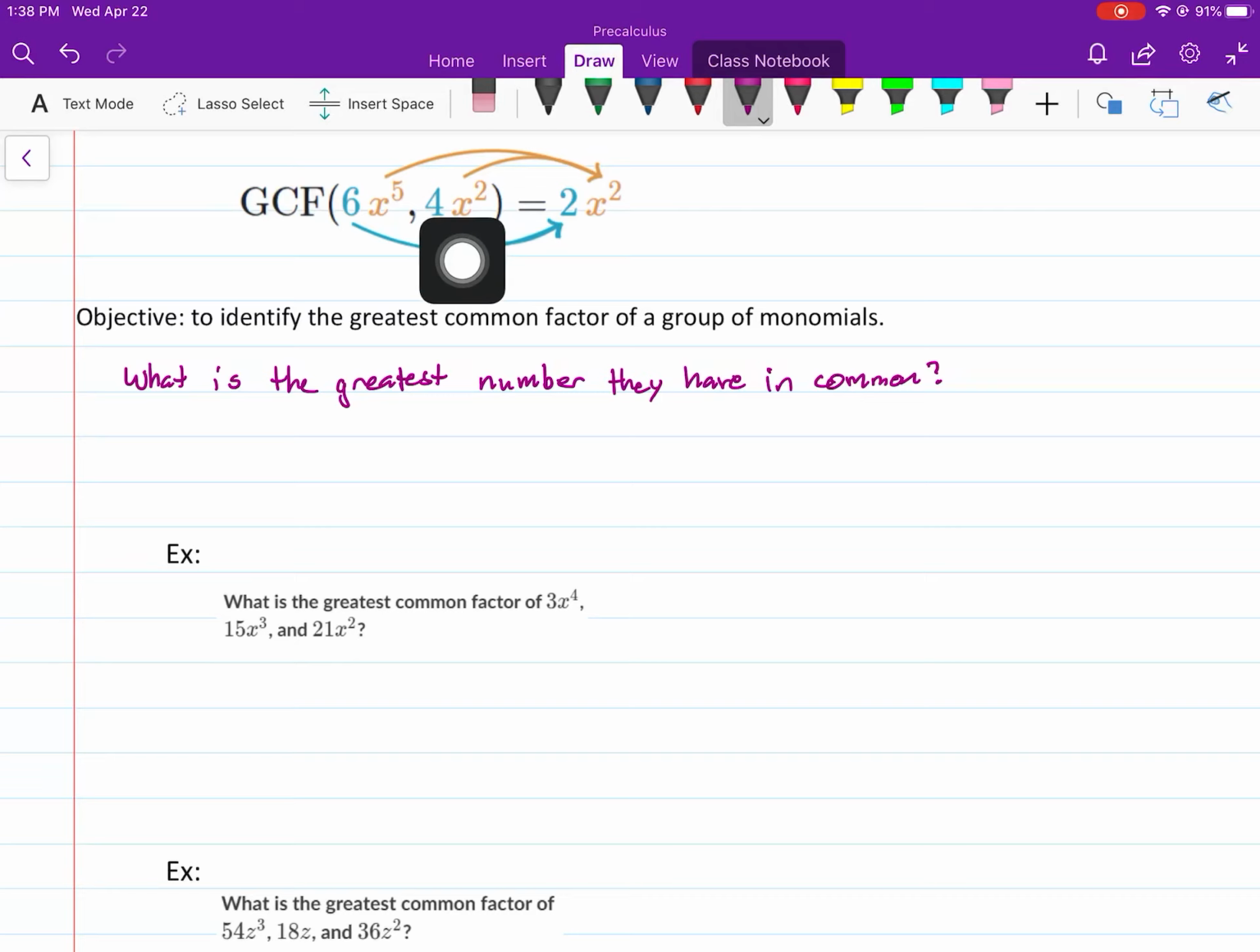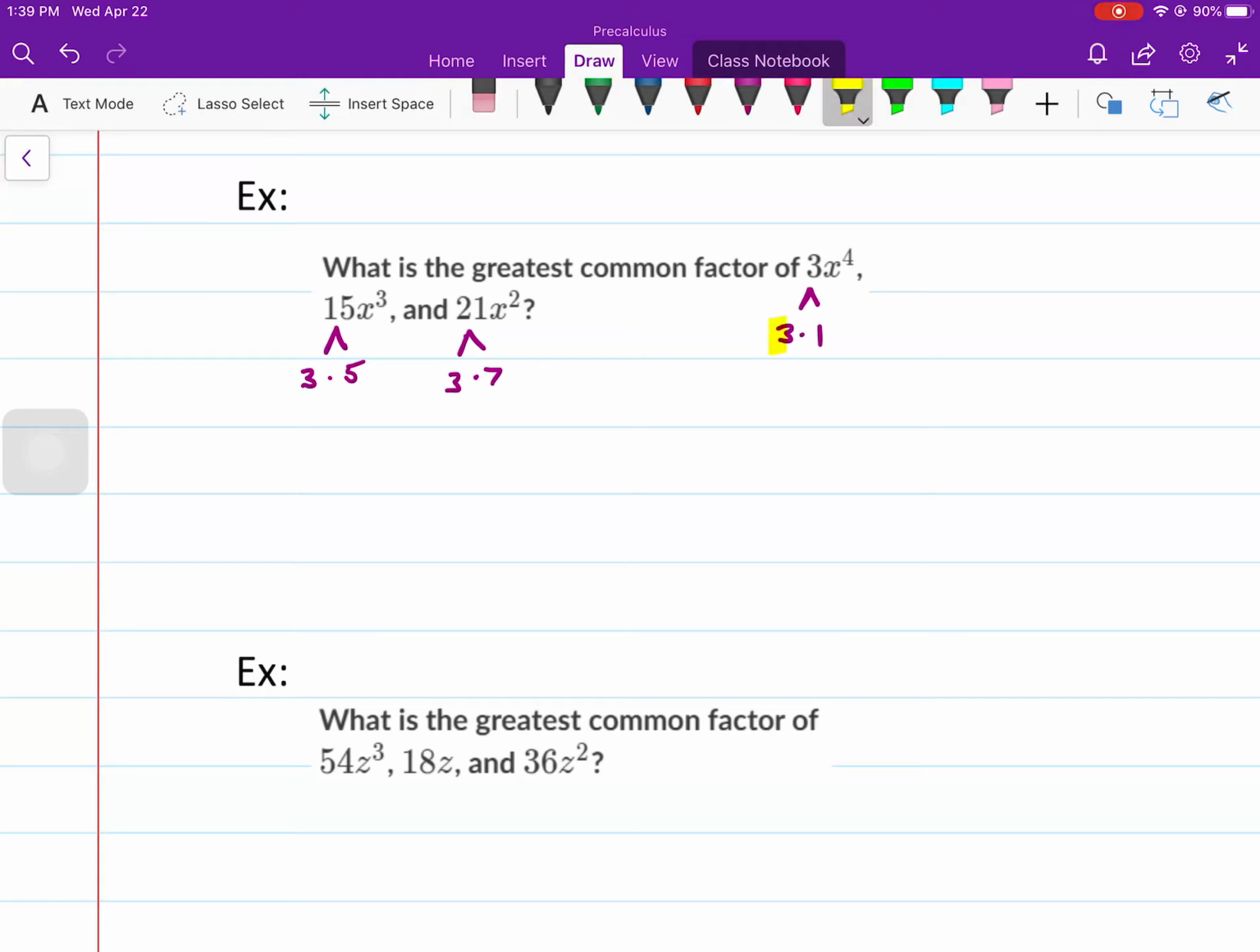So we have 3x to the 4th, 15x to the 3rd, and 21x squared. What's the greatest thing we could take from all three of these? So if we look at them all, the 3 is a prime number, because really all you can make up 3 with, if you look at a factor tree, would be 3 times 1. So we have to look at this 15. What makes that up? 3 times 5, and then 21 is 3 times 7. So what do they all have in common? Well, what they all have in common would be the 3.